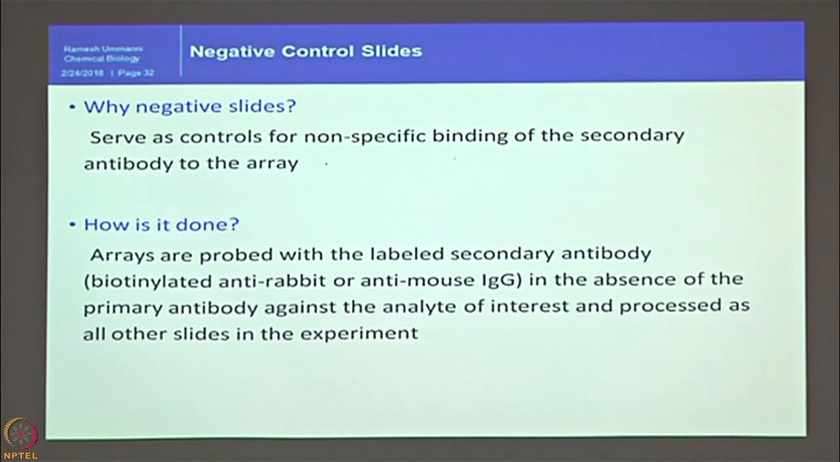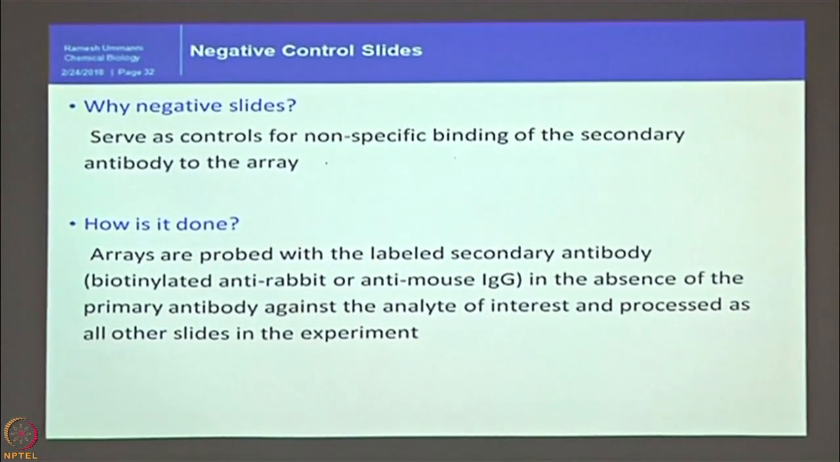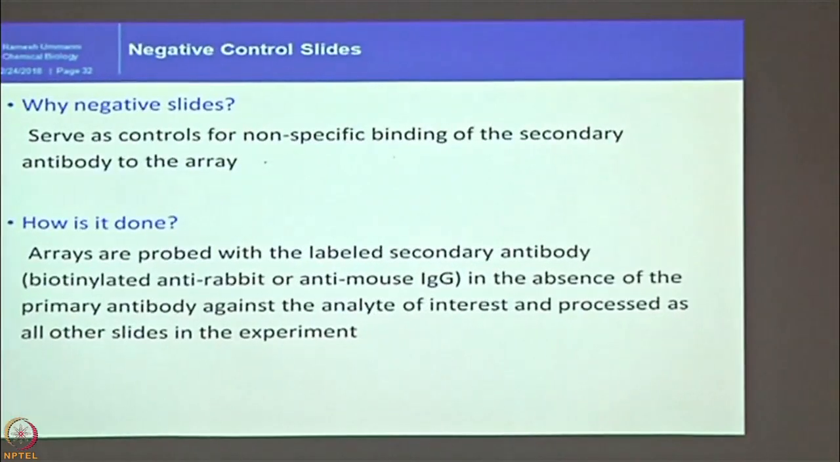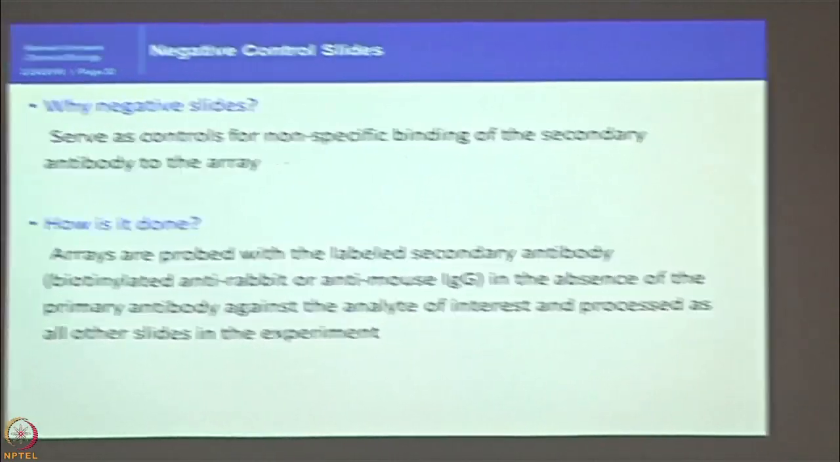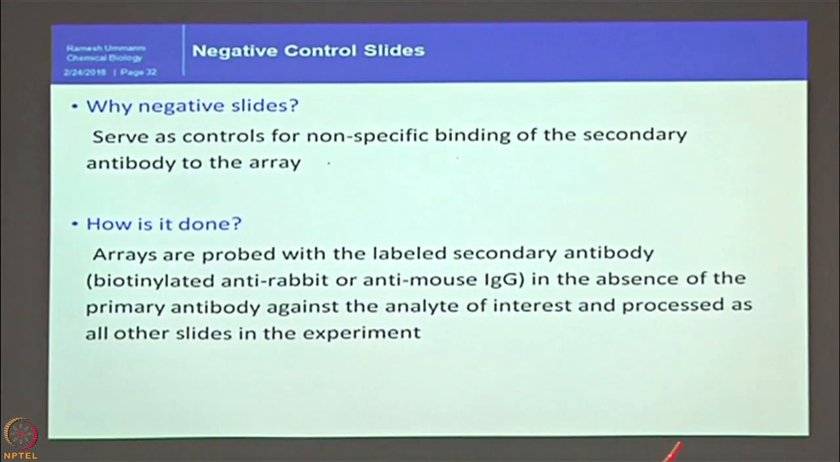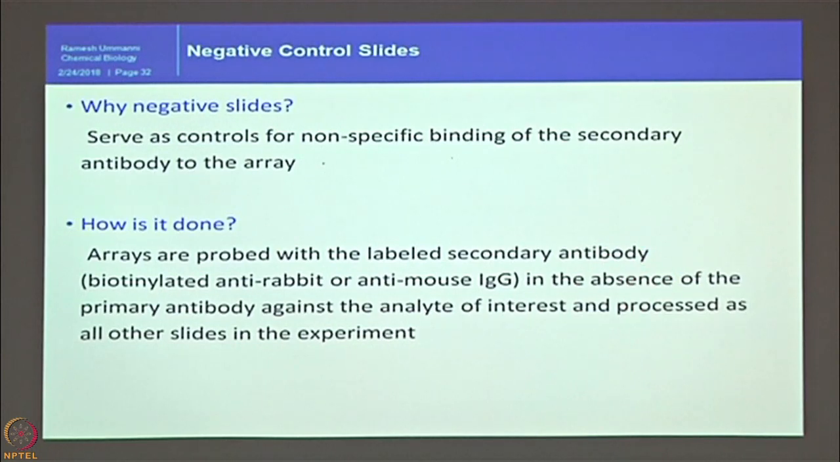So, it is important to include negative slides. These negative slides serve as a control for non-specific binding of the secondary antibody to the arrays. Every one of the slides out of 50 will be probed with only secondary antibody, and those signals will be detected from the original signal. If you see any signal for the secondary antibody alone, those antibodies definitely need to be dropped.